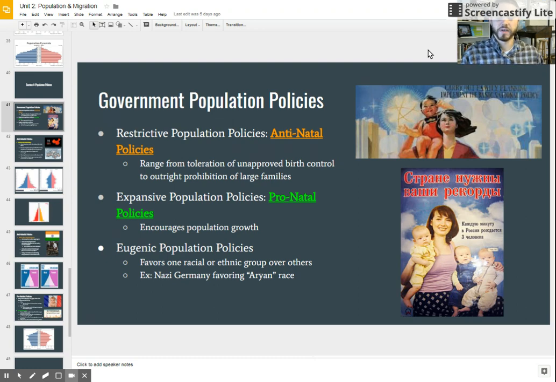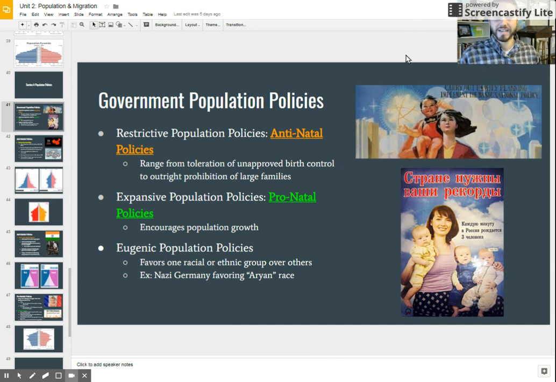And the final type that we'll touch on are eugenic policies, meaning that one particular race or ethnic group is favored over another. The most famous example throughout history is in Nazi Germany with the Aryan race, the blonde-haired, blue-eyed babies that Hitler wanted, rather ironically, considering he was neither. But these are the main ones.